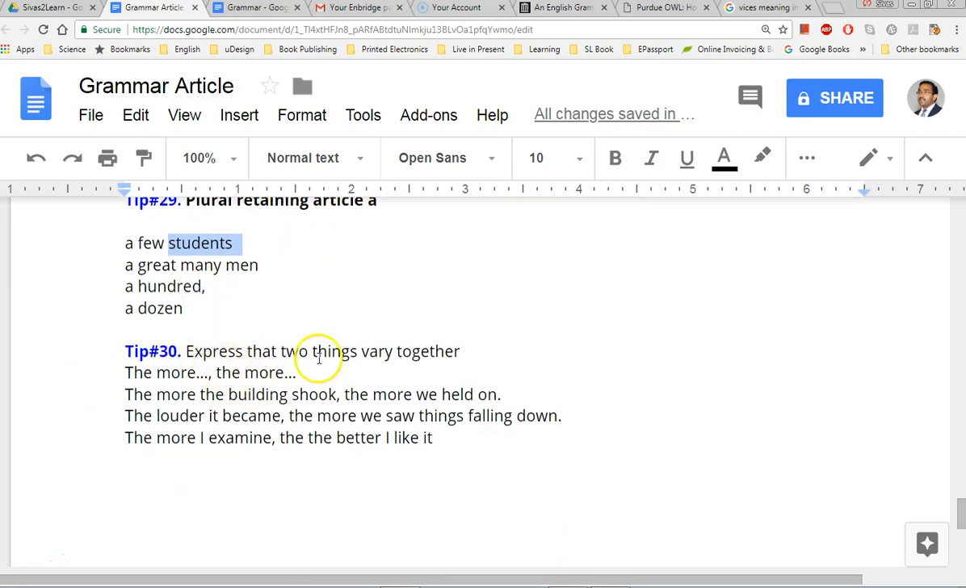Sometimes "the" is used to express that two things vary together, right? The more the building shook, the more we held on. The louder it became, the more we saw things falling down. The more I examined, the better. So you see, "the" expresses these kinds of things.